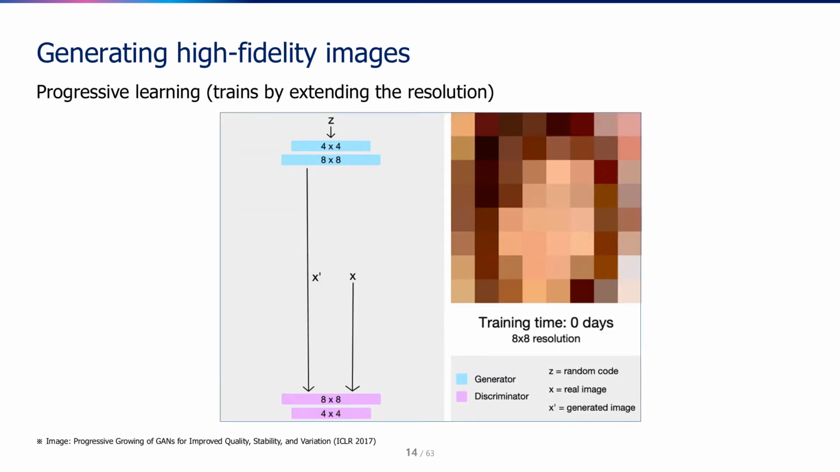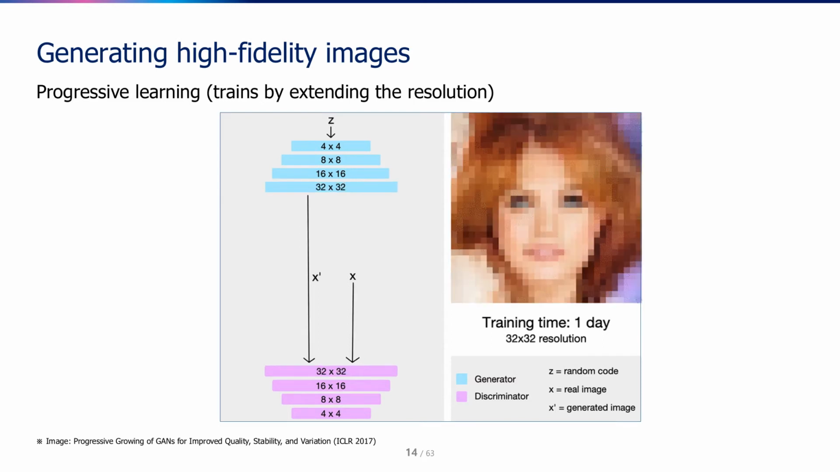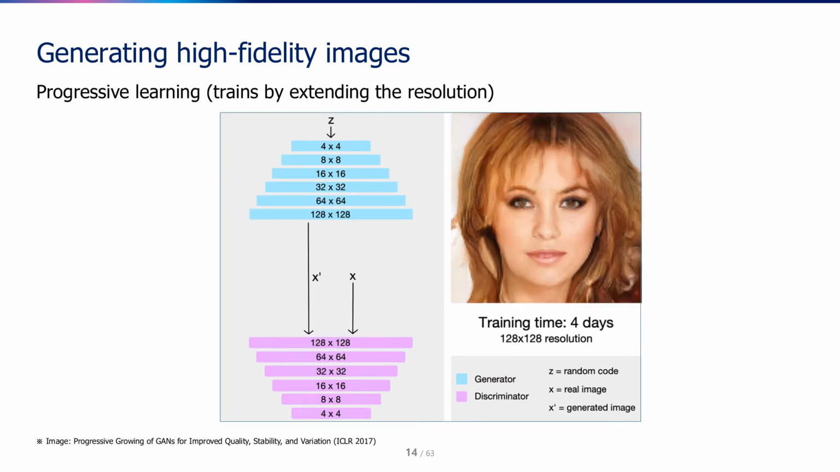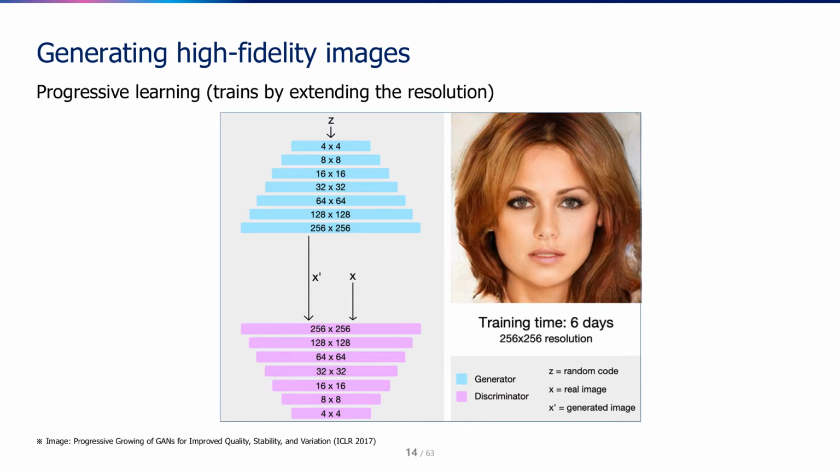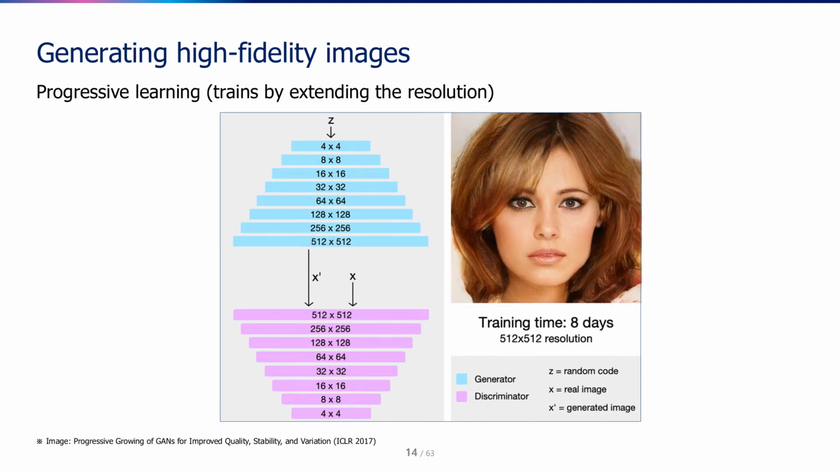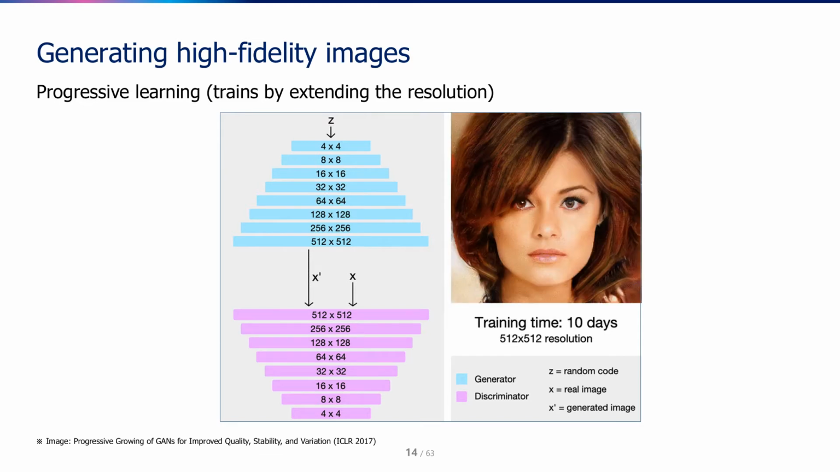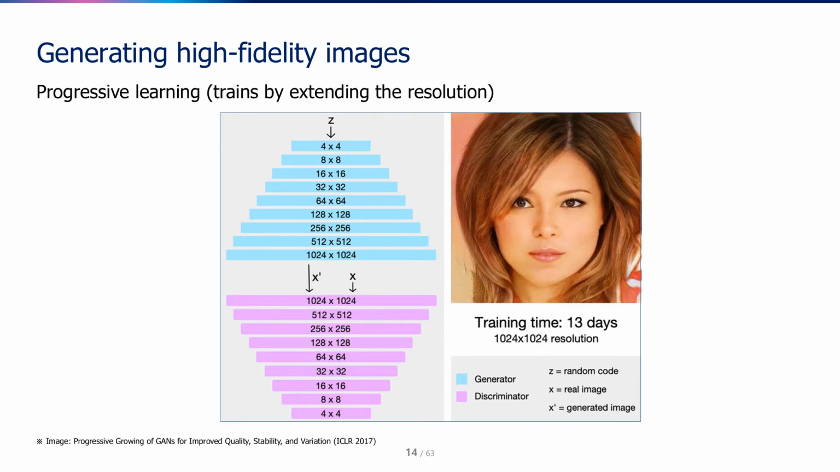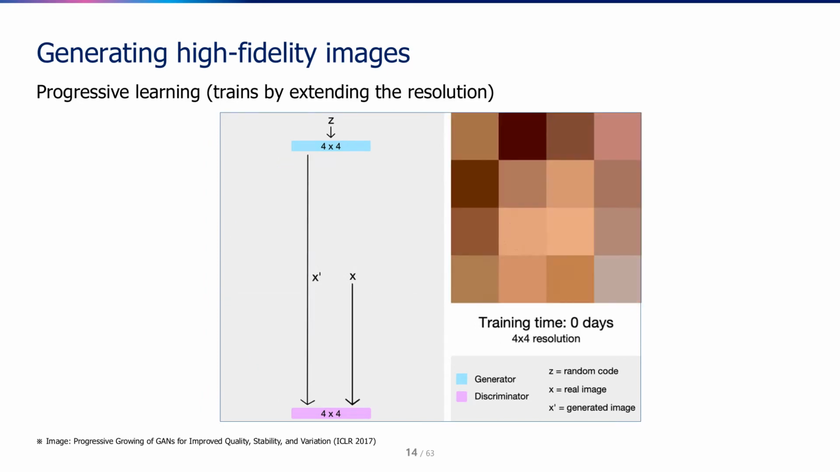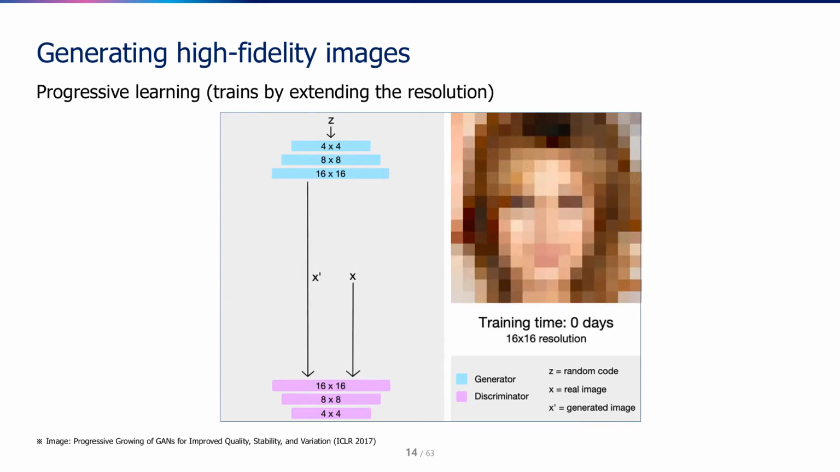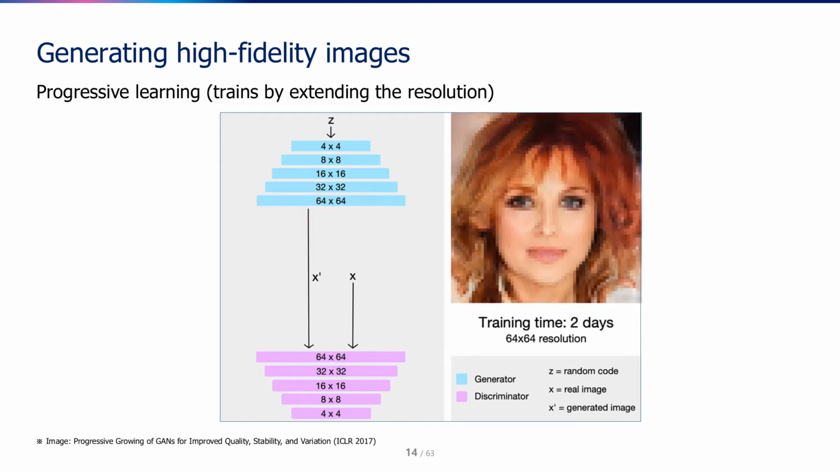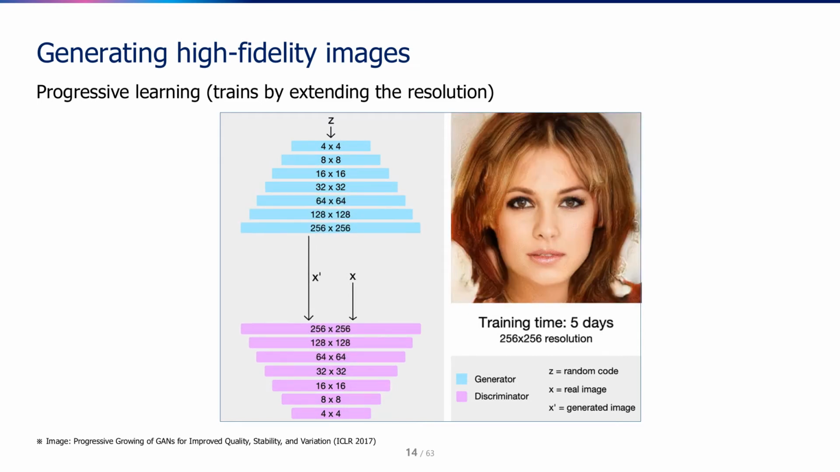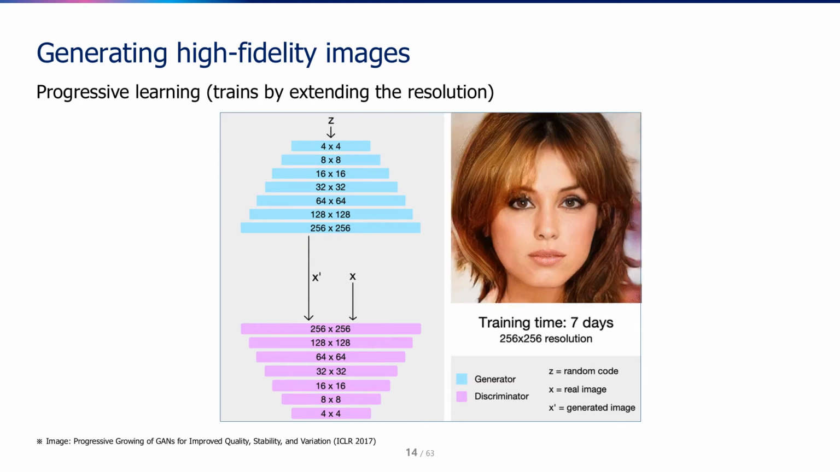In 2017, another famous GAN model named Progressive GAN by Karras from NVIDIA came out. Progressive GAN has enabled improved quality, stability, and variation of generated images by enlarging the pixel blocks from the size of 4x4 to 1024 by 1024. You can see how the image quality becomes noticeably improved as the resolution and the training time increase.